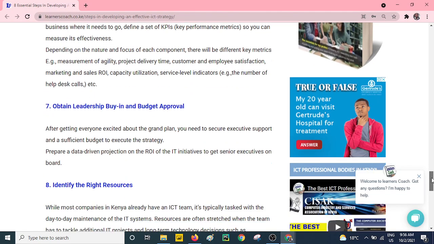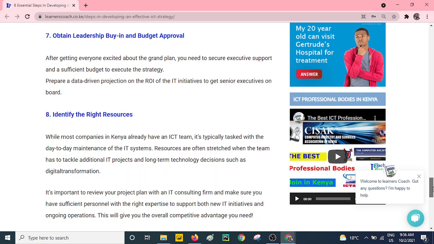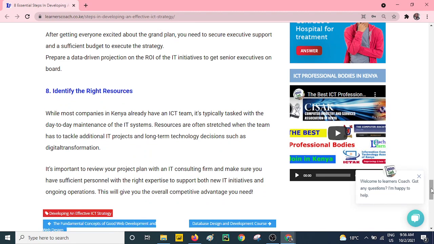And of course, you need to obtain some kind of buy-in and budget approval, and that's why it's very, very important to bring on board the stakeholders at a very early stage. So prepare a data-driven projection of the return on investment of the initiatives to get senior executives or management on board, right? The last part, so that you can develop an effective ICT strategy, is to identify the right resources. Talking about the human resource, hardware resource, and even the software resources. And of course, time itself is a good resource. So you have to factor in those kinds of resources.